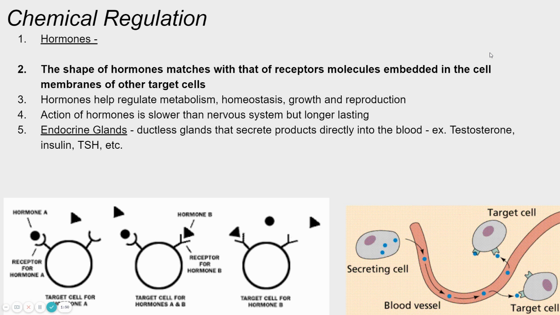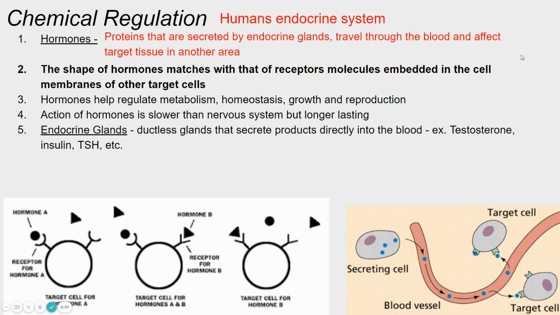No problem. So, hormones are molecules that are made of proteins. And the thing you always have to think when you're thinking about proteins, it's their shape that's important. Proteins have a complex, three-dimensional shape. So we're talking about the human endocrine system.